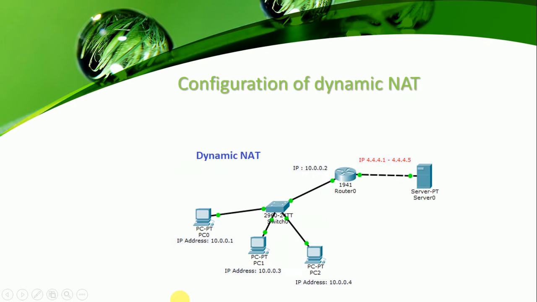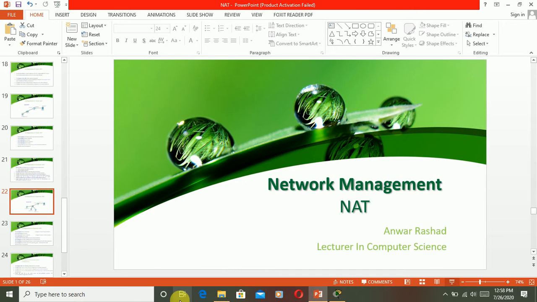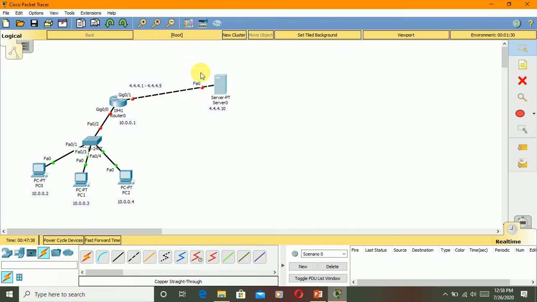So we are going to see how to configure dynamic NAT. I created a network. The IP address of this system is 10.0.0.2, this is 3, this is 4, and we need to give an IP address to this gigabit 0/0, 10.0.0.1.